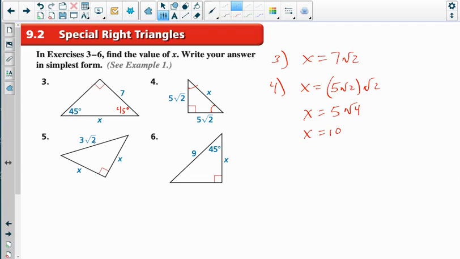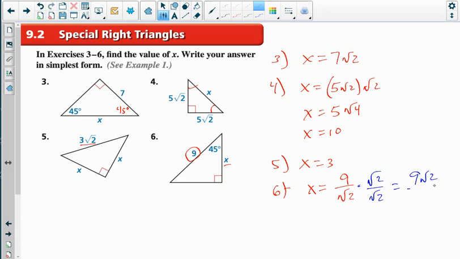When we look at number 5, we see that we can divide by root 2 to get the leg. So for number 5, x is 3. And for number 6, again, we see it's 45, 45, 90. So we would divide the hypotenuse by root 2 to get the leg. So we would say x is equal to 9 divided by root 2. We don't like radicals in the denominator, so we rationalize. We say root 2 over root 2. This gives us 9 root 2 over the square root of 4. For number 6, x is equal to 9 root 2 over 2, because the square root of 4 is 2. 2 does not simplify into 9 evenly, so we just leave the answer in that way.